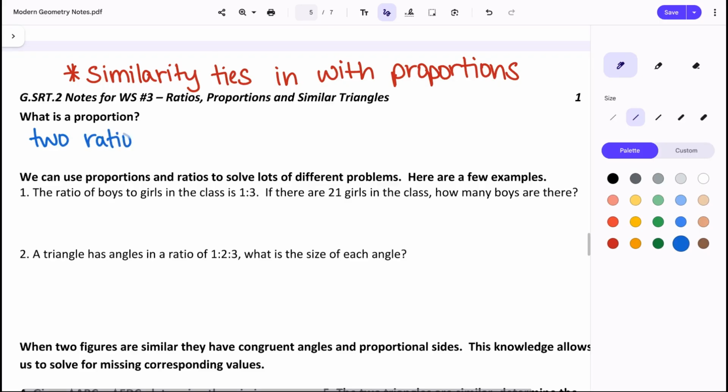or we could also say fractions. So I'm going to put fractions next to that, that are equal.